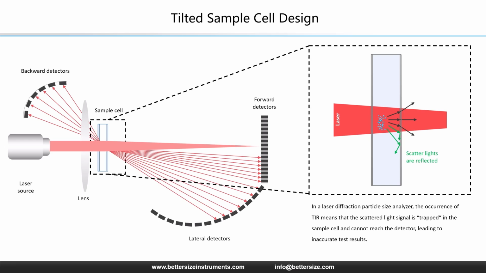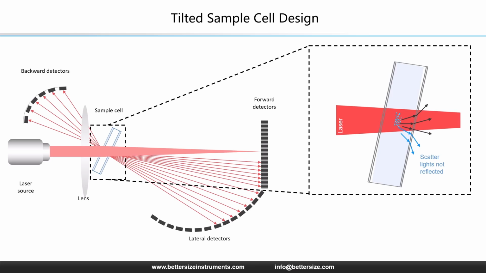The result is signal loss. Because the lateral detectors never receive this data, the system effectively goes blind to the finest particles. This missing information confuses the algorithm, leading to a shift in the particle size distribution peak and reduced accuracy in the micron to submicron range. The solution is our patented tilted sample cell technology.